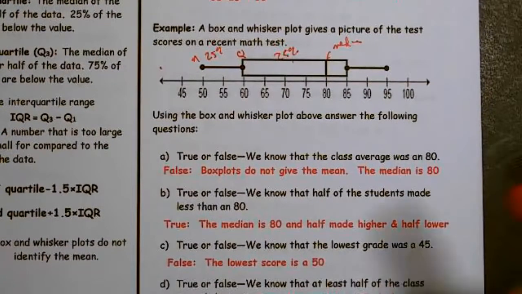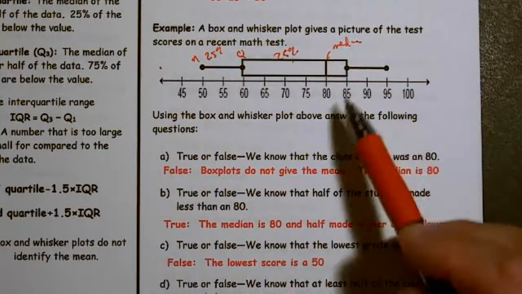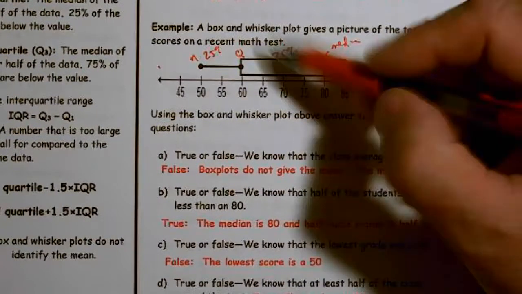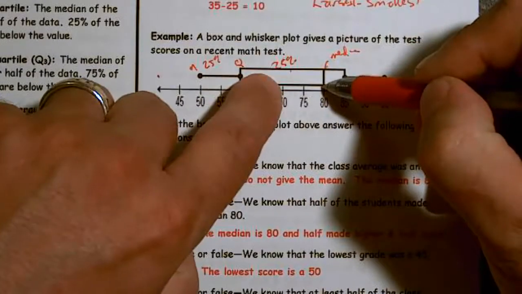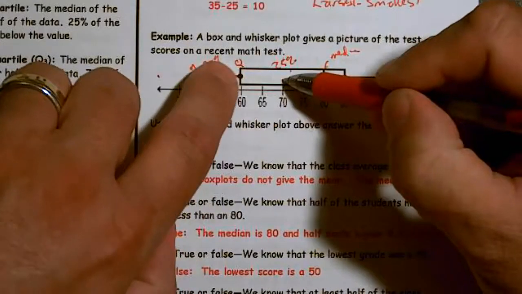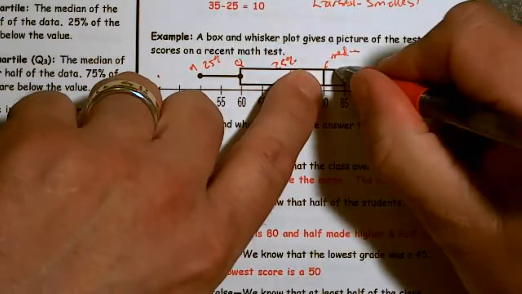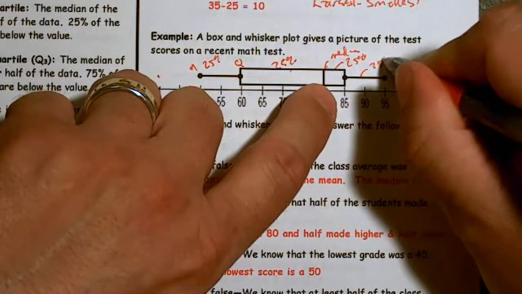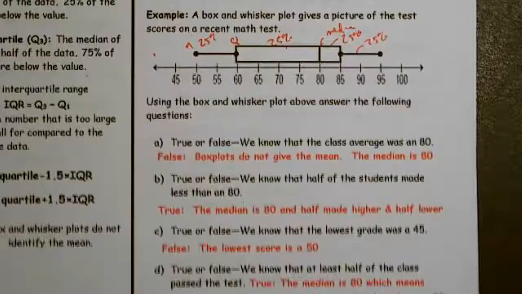We know that half of the class passed the test. We know that at least half of the class, well, 80 is definitely a passing grade, so the median is definitely above it. See, I don't know where this 25% lies. There may be no values in here, so they could all be below 70 right here, but I do know that 25% made here and 25% made here. So at least 50% passed the test.